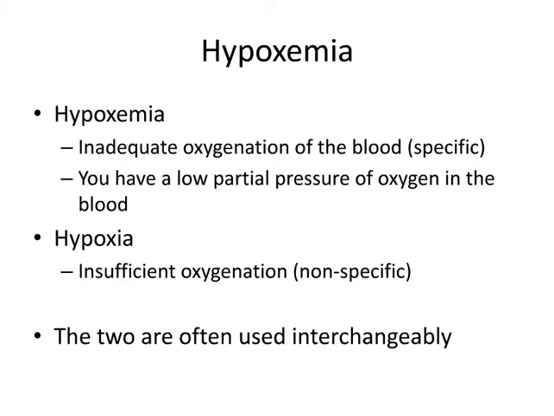Before we get too far, I just wanted to clarify a bit of nomenclature. Hypoxemia is a specific term which indicates inadequate oxygenation of the blood. It means the partial pressure of oxygen in the blood is low. This is a specific definition. Hypoxia, which frankly is frequently used interchangeably with hypoxemia, actually indicates insufficient tissue oxygenation, and it is a nonspecific term. For the purposes of this lecture, we're very focused on how the blood fails to be oxygenated when passing through the lung. So we're actually talking about hypoxemia.